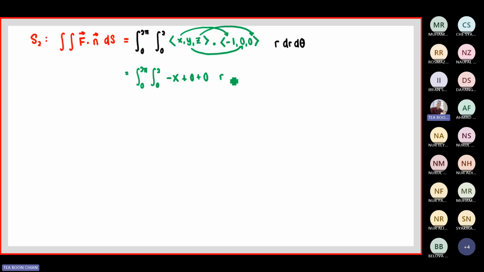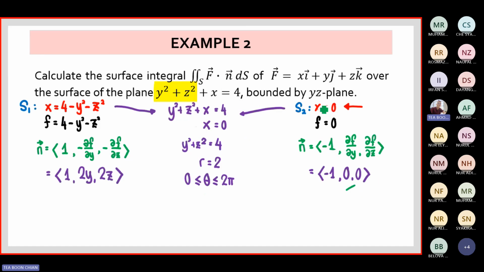All right, and then r dr d theta. So in the end, you have the function that is left only with the variable x, -x, r dr d theta. And remember, in this question, for surface number 1 and surface number 2, we actually parameterize the variable of x such that for the second surface, x equals to 0. Again, x equals to 0.